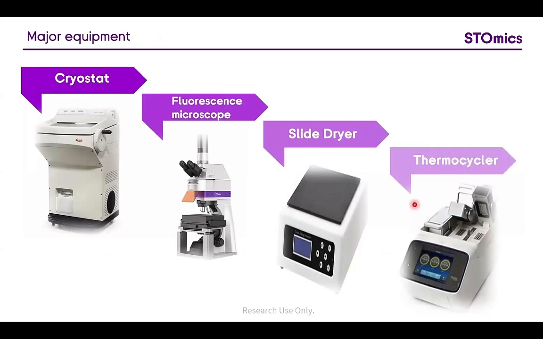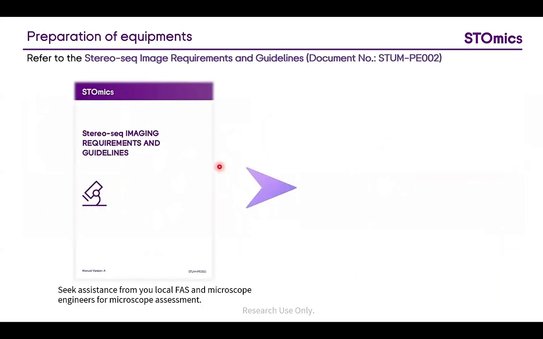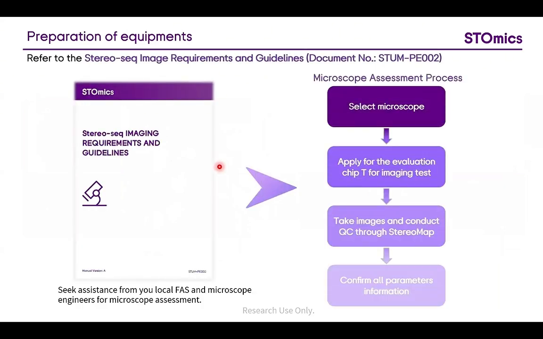Here is the major equipment that will be used for our Stereo-CITE experiment, which includes a cryostat, fluorescent microscope, Slitrail, and thermocycler. We have specific requirements for the fluorescent microscope. For those of you who are new to our product, we need to remind you to assess whether your chosen microscope is compatible with our Stereo-CITE products. You can seek assistance from your local FAS and your microscope engineer for microscope assessment.